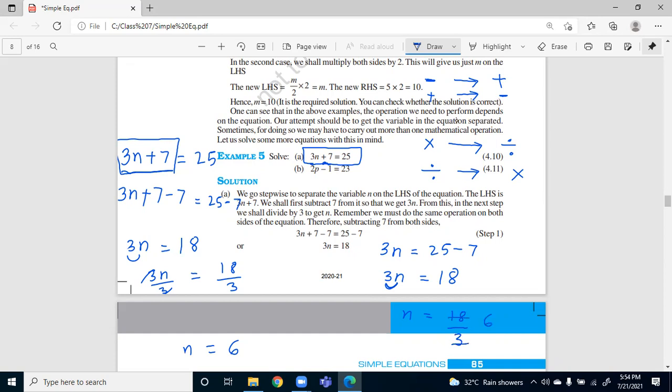Yes, ma'am, you can do it this way also. That is also correct. So for that, you have to write the rules of transposition. Okay, ma'am. What is the rules of transposition? If a negative sign changes the side, it will be positive. Positive will be negative. Multiplication will be division. And division will be multiplication. So please write it down in your copy. Okay, ma'am.